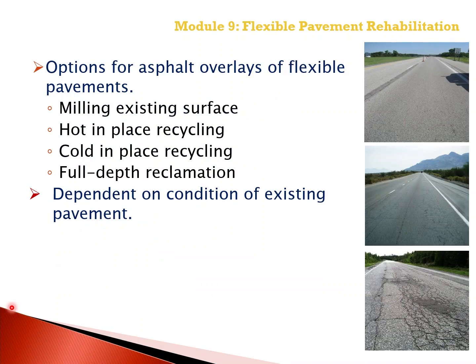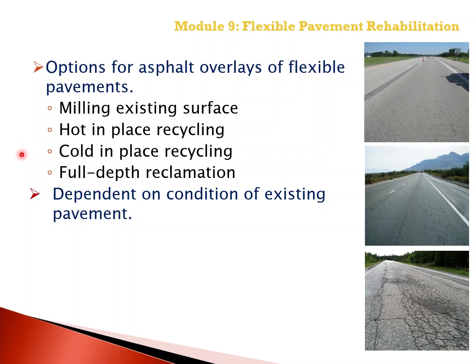The options for asphalt overlays of flexible pavement are basically selected in terms of the overall condition of the flexible pavement. And these are again further grouped into specific activities. Milling the existing asphalt surface to remove some surface distress, especially if that surface distress is confined to the wearing surface. Then possibly using hot in place recycling techniques, again for surface distresses that are confined to the wearing surface.